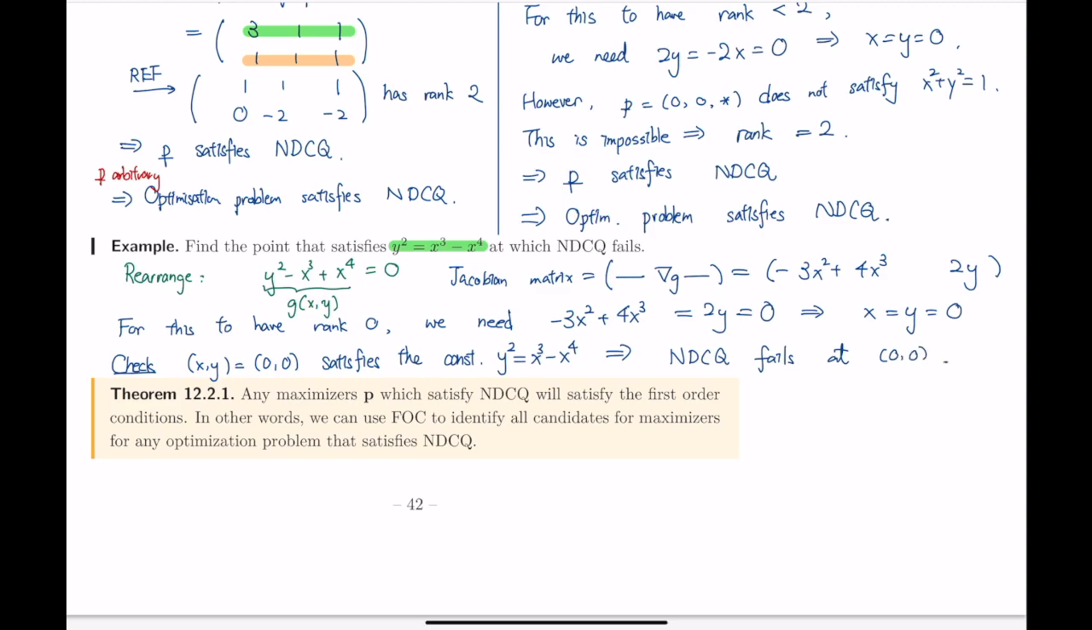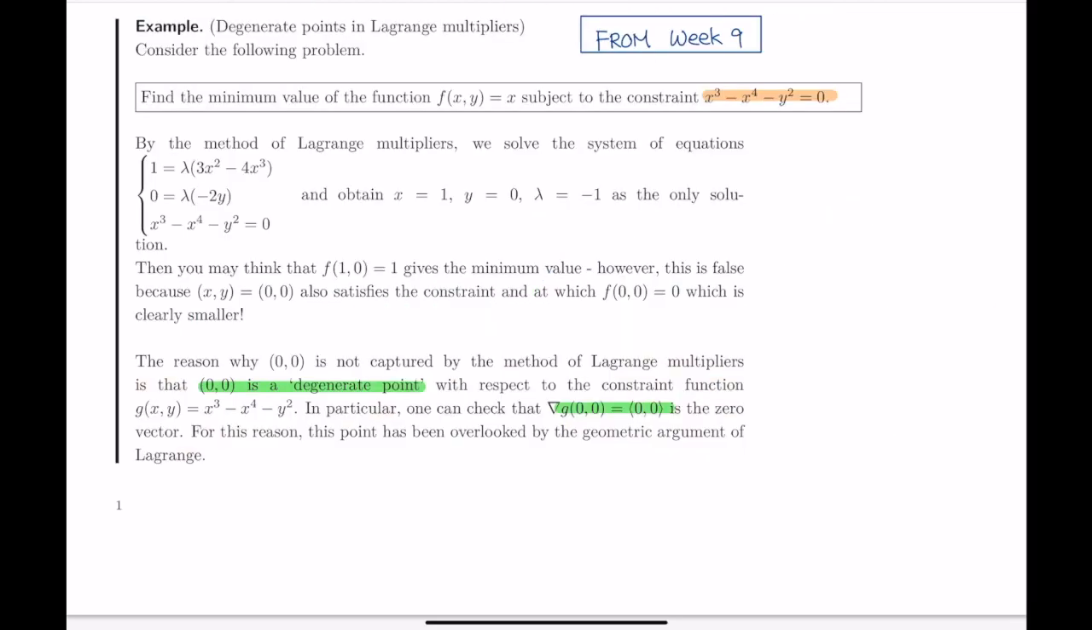And for this reason, this is what we call a degenerate point, degenerate or exceptional point. Because NDCQ fails, okay? So this explains why in this example that we discussed in week 9, (0, 0) is not captured by the method of Lagrange multiplier. Because it fails the NDCQ, okay?